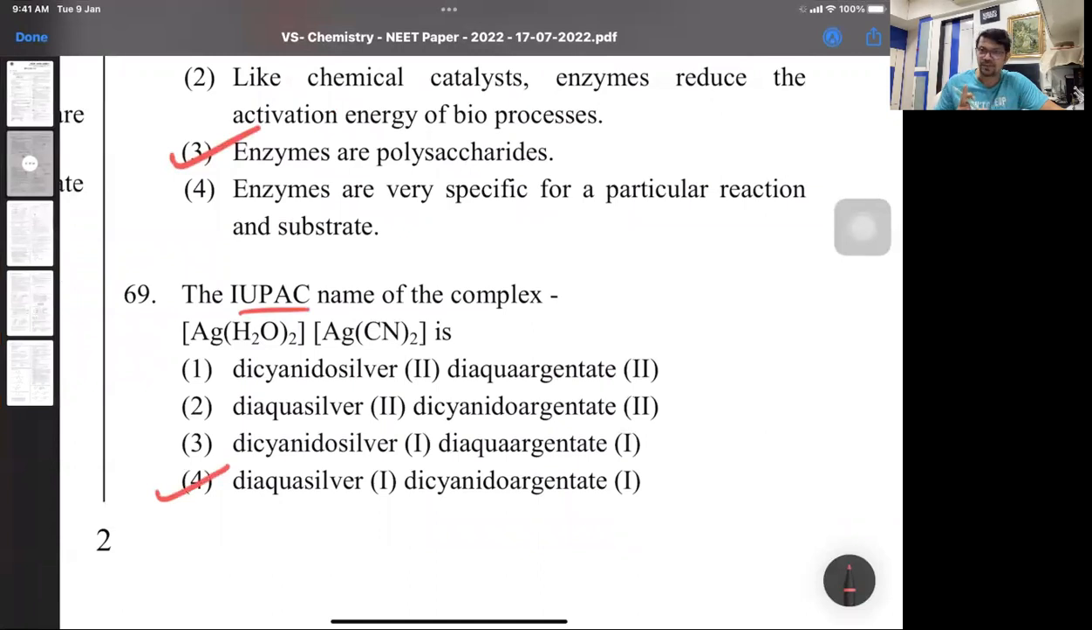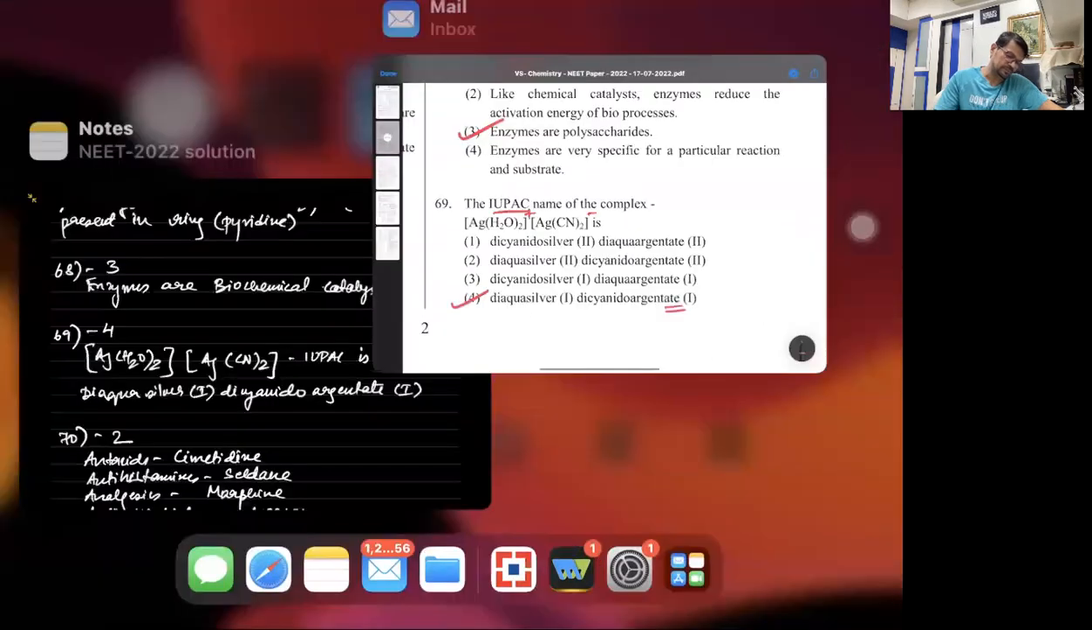Diaqua silver(I), silver is in +1, and dicyanidoargentate(I), because I told you, it's anionic. So technically this is with a plus charge, this is with a minus charge. For an anionic complex, we end with the word 'ate'. So 69 is 4.